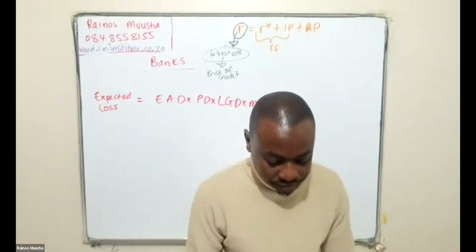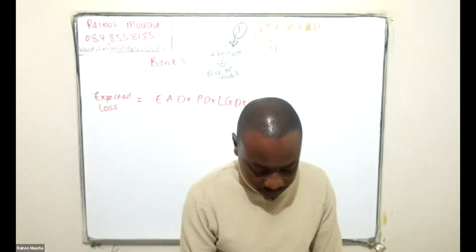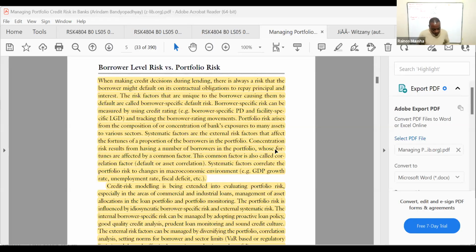All right, can we continue? On the next section of the chapter, we look at borrower level risks versus portfolio risks as well.